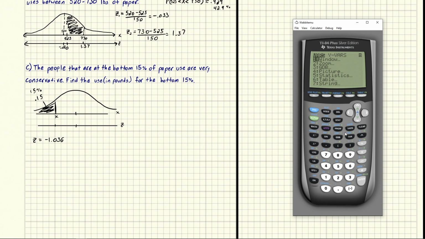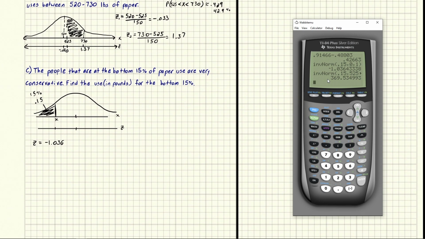All right, but let's go back. Whoops, wrong button. You got to hit the blue key first to get the distribution. And you can actually type in your mean and standard deviation. So our mean was 525, and our standard deviation was 150. And we can go ahead and hit paste. And this is the actual x value.